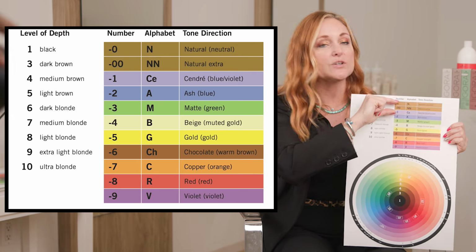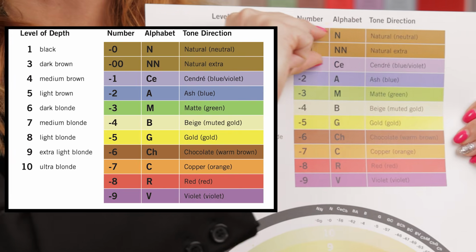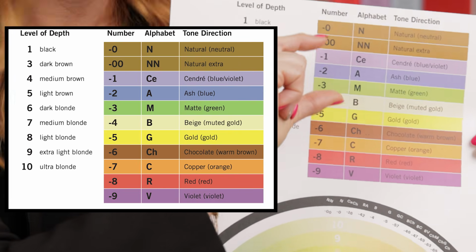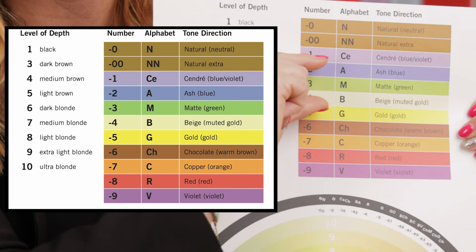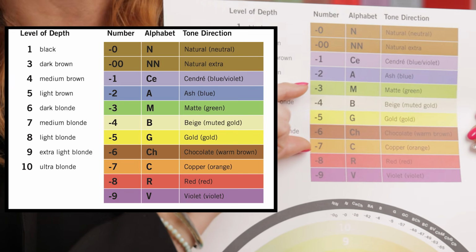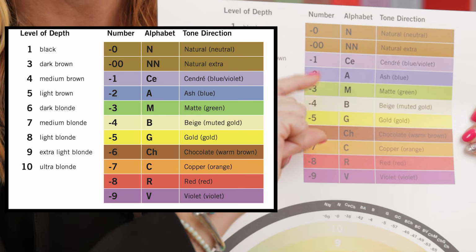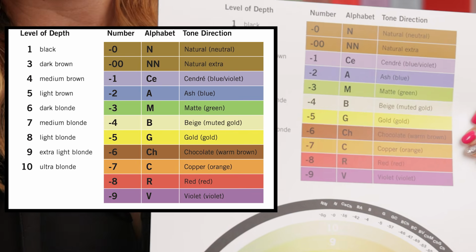So when you break this down, your natural dash 0 is going to be your neutral tone. Those first three numbers, 1 through 3, are cooler tones. You can tell by looking at this chart. Dash 4 through dash 6 are your warmer shades, and dash 7 through 9 are your reds.